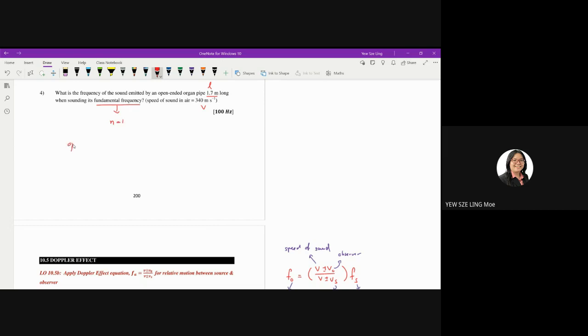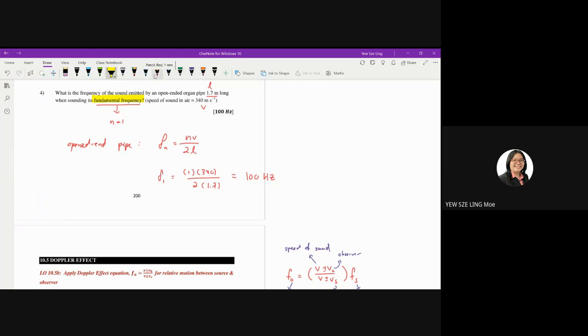And then for an open-end pipe, the equation is Fn equals nv over 2L. So F1 is equal to 1 times the V, 340, divided by 2 times 1.7. Therefore, it is equal to 100 hertz. So it's very simple. The crucial part is you know the number of harmonic for fundamental frequency is always equal to 1. So F1 equals 100 hertz.